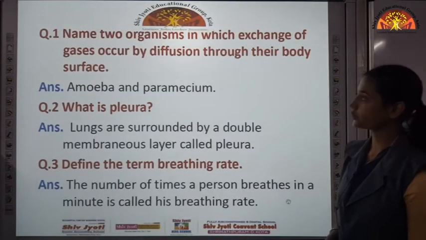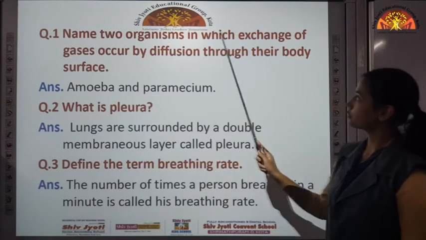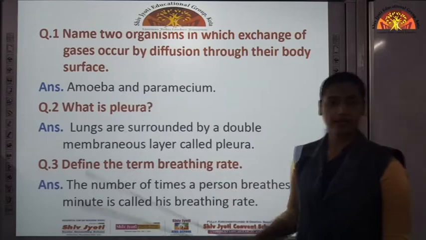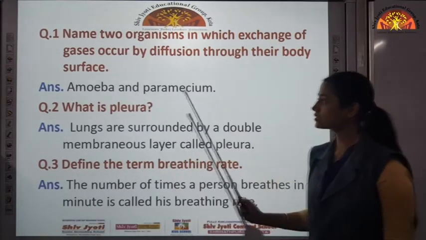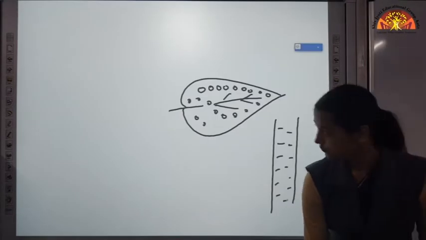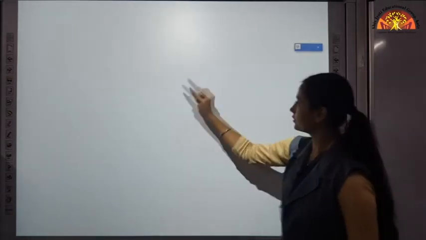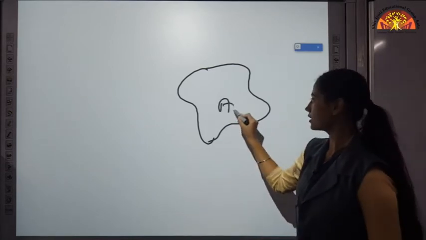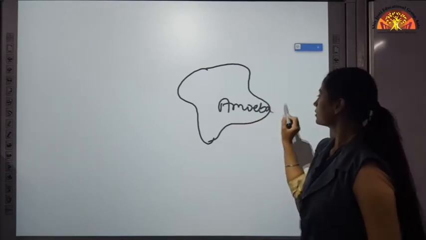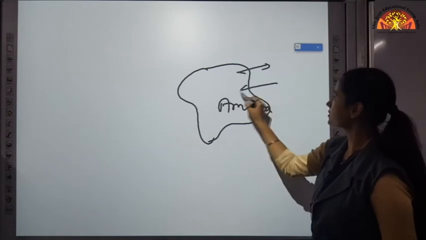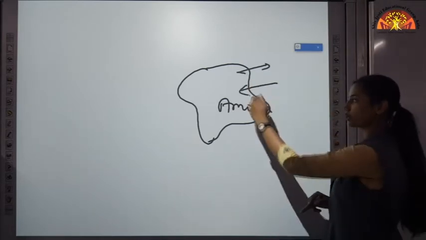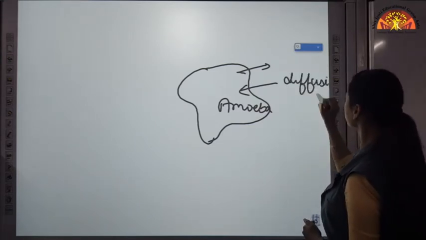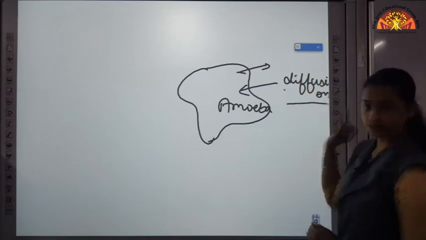Now this is your copy work. First, name two organisms in which exchange of gases occur by diffusion through their body surface, and those organisms are amoeba and paramecium. This is body of, let's say, amoeba. This is amoeba. So exchange of gases takes place directly from their body surface by which process? Diffusion. Understood?